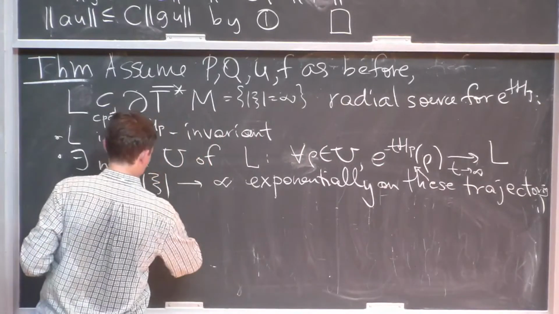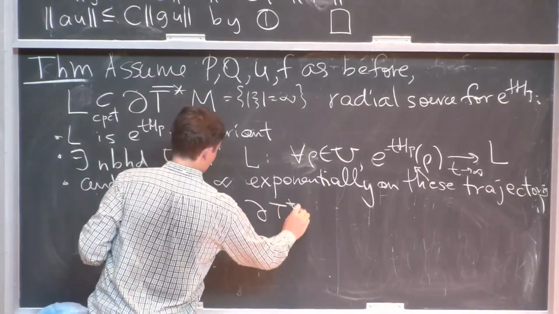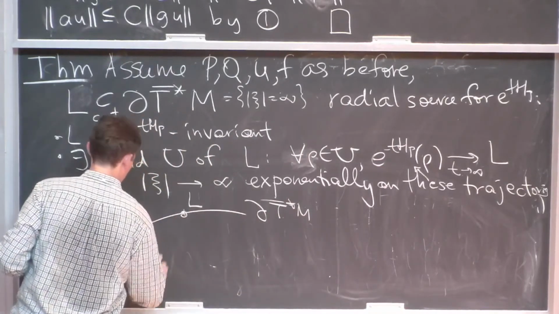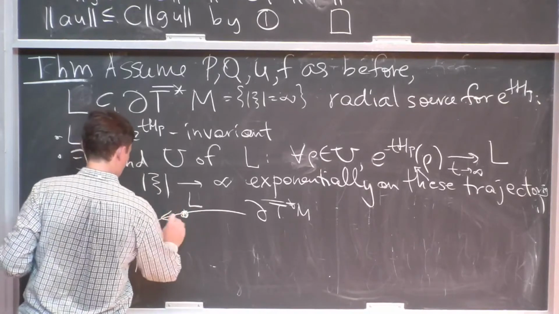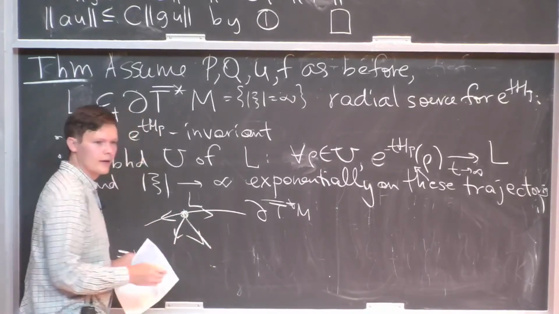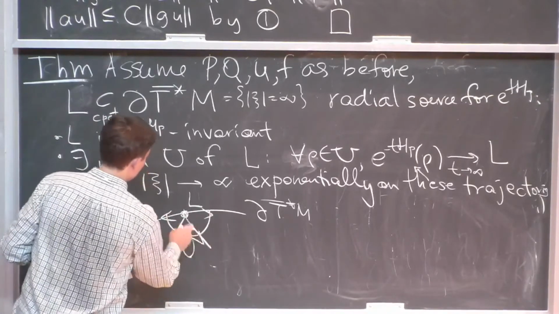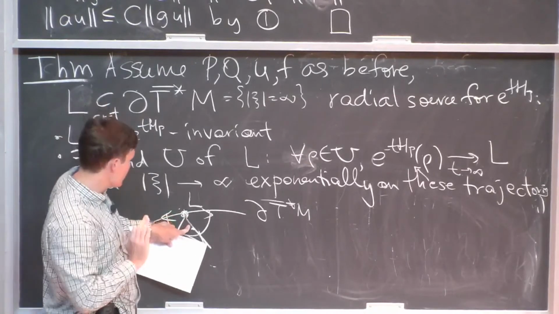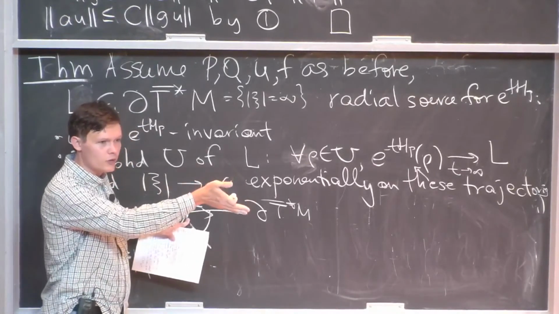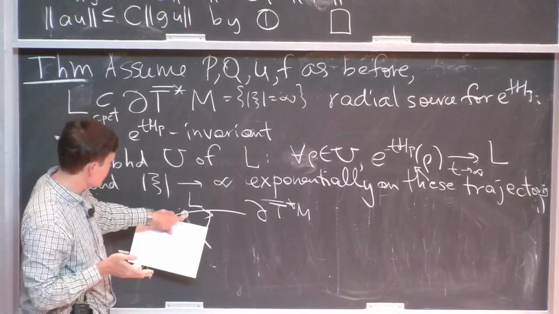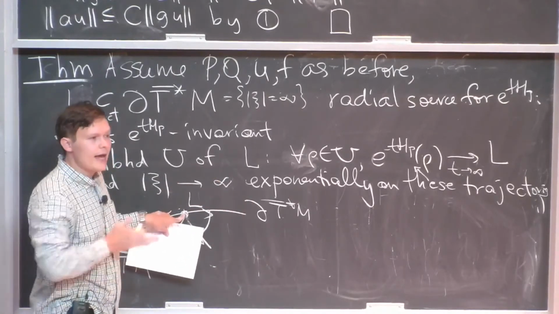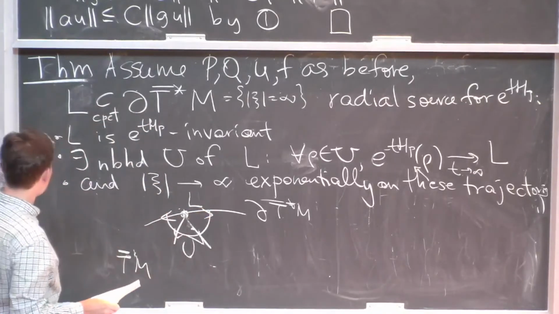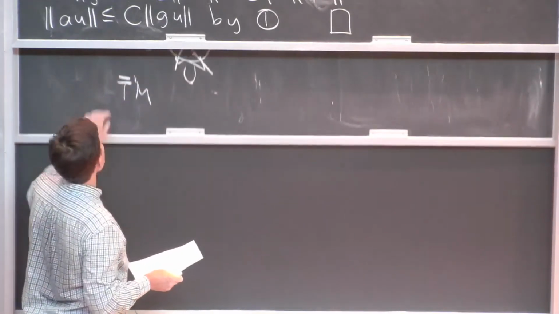So a picture should be like this. Here is the boundary, ∂T*M, like that. Here's my L. Here's the rest of the fiber radially compactified thing. And here's the flow, and the flow should look like this. So here's my U. If I start anywhere in U and go backwards along the flow, I converge to L. And if I trace what happens to the absolute value of ξ, so 1 over the boundary defining function, if you want to view it this way, it should go to infinity exponentially fast. So that's the definition. All right. So that's the first part of the theorem.